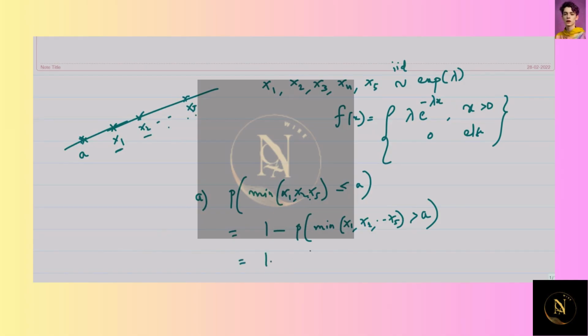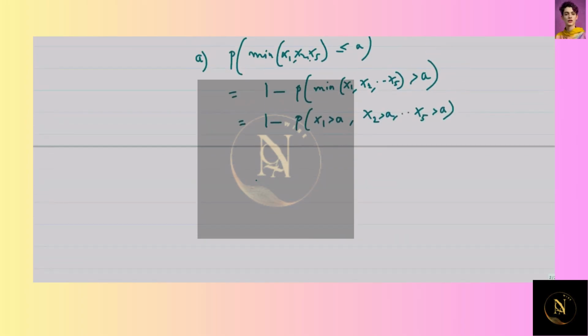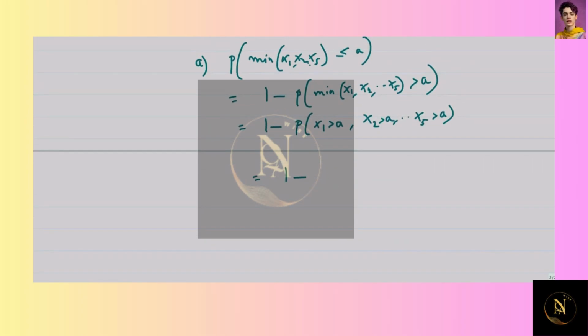So I can write this as 1 minus probability that x1 greater than a, comma, x2 greater than a, so on and so forth, x5 is greater than a. But remember, these are independent random variables. So that means I can write it as probability that x greater than a, the whole power 5. So that is 1 minus, I can write this probability of x greater than a as 1 minus the cumulative distribution function evaluated at a, whole power 5.